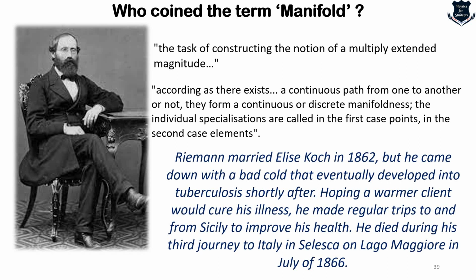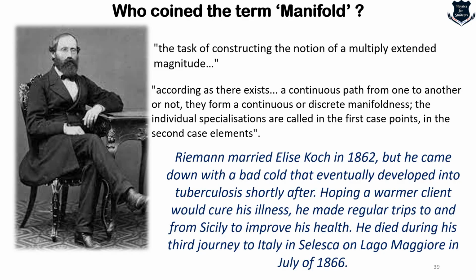So this is after how he died. He was very ill, and he married Alice Schwerin, and then in order to overcome his illness, he went to Italy and died at Selasca in July 1866, at just around 40 years old. An influential mathematician, and this is how the term manifold came into being.